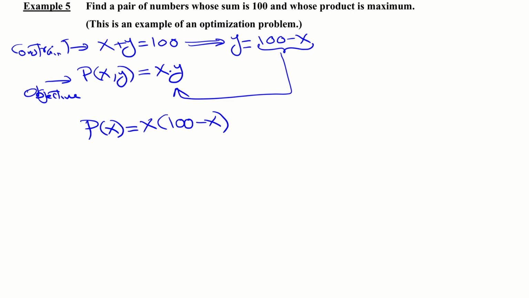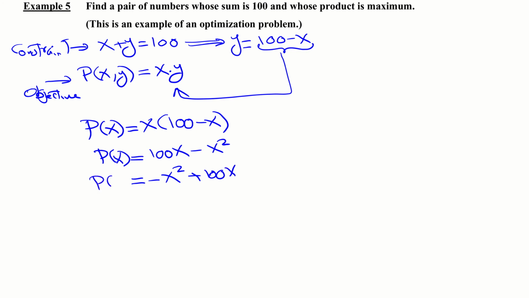Now if I multiply that out, I get 100x minus x squared, and I go, oh look, that's a quadratic function. So I'm trying to find the maximum value of a quadratic function, or at least the x value that gives me that. Notice if I write it in standard form, it becomes negative x squared plus 100x.